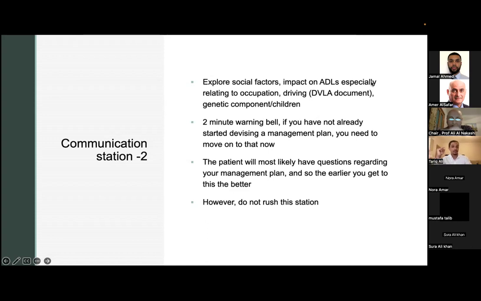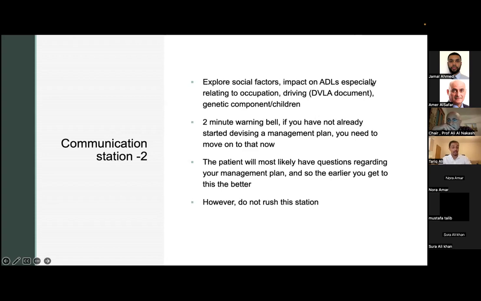So refresh yourself on these small things that can creep up that make a difference between a borderline and a clear pass. You'll have a 2-minute warning bell at the end of the 8 minutes before the complete 10 minutes is over. If by this stage you haven't reached a management plan with the patient, you need to move on to that. There will be points to address the patient's concerns with your management plan, and you need to be able to get onto that to be able to get those points. The only way you're going to do this again is by practicing. So we'll come on to tips to do that at the end, but you definitely need to practice the station.